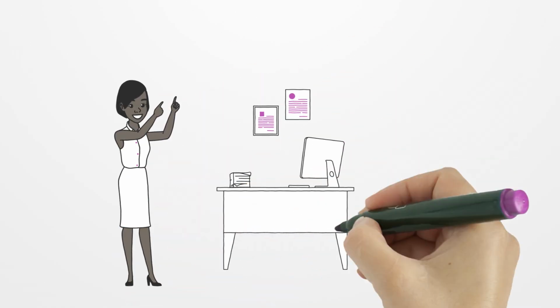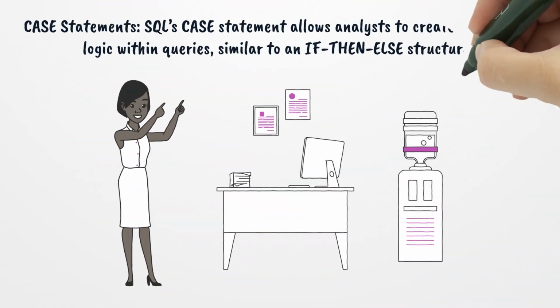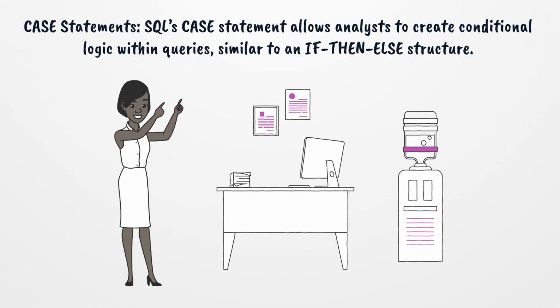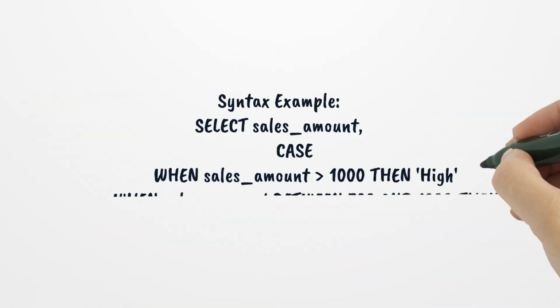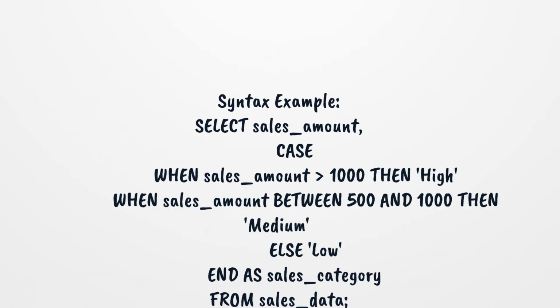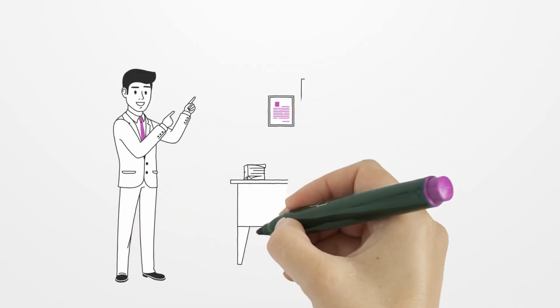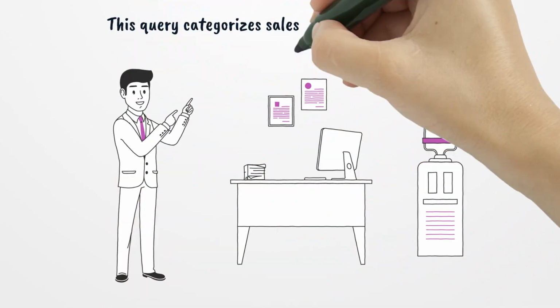Case statements. SQL's case statement allows analysts to create conditional logic within queries, similar to an if-then-else structure. Syntax example. Select sales_amount, case when sales_amount greater than 1,000 then high, when sales_amount between 500 and 1,000 then medium, else low, end as sales_category from sales_data. This query categorizes sales based on the amount.